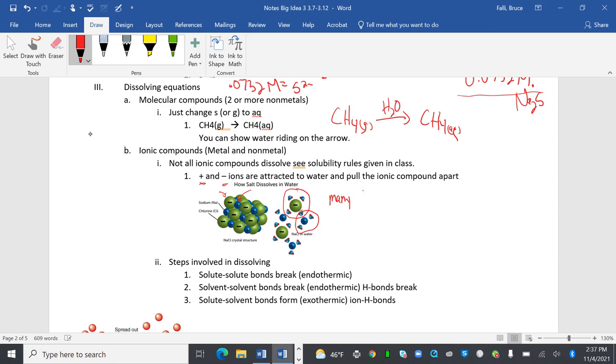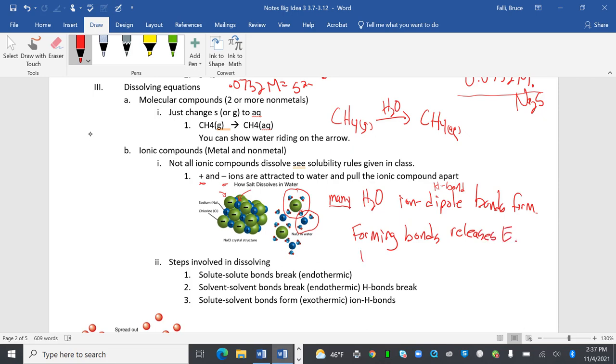This only shows 4. But there could be many, many waters, many H2O, and they're called ion-dipole bonds. Now, it could be ion, and you can say ion dash H bond. That's okay, too. You see both. But since many of them form, that makes it more attractive, right? Remember, forming bonds releases energy, which means that forming bonds increases stability.